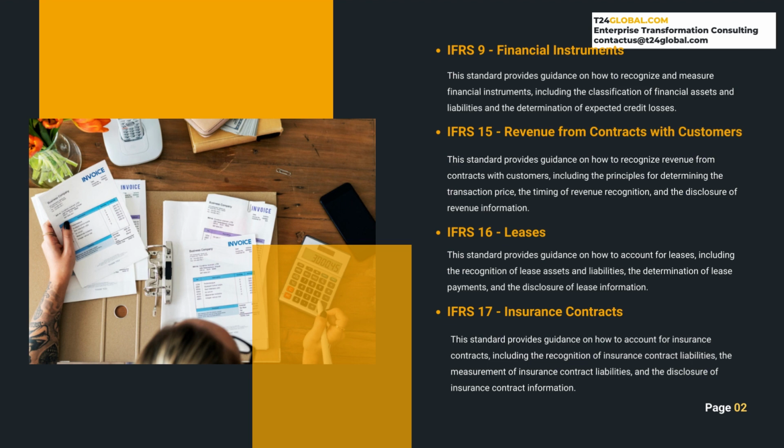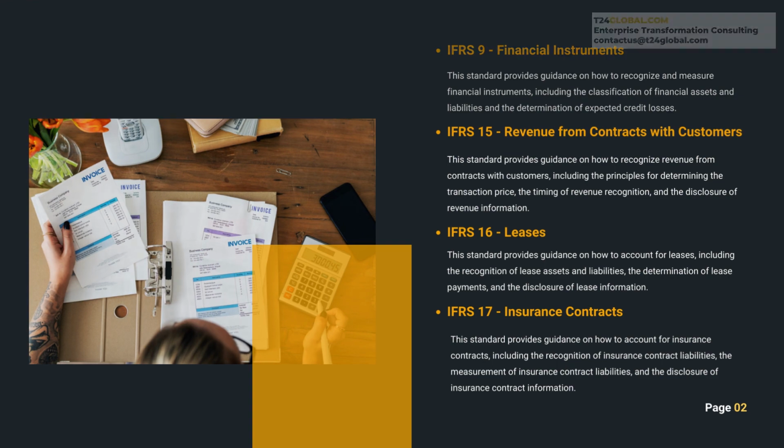4. IFRS 17 for insurance contracts. This standard provides guidance on how to account for insurance contracts, including the recognition of insurance contract liabilities, the measurement of insurance contract liabilities, and the disclosure of insurance contract information. This standard is important for businesses in the insurance industry. Key persons involved in this standard include underwriters, actuaries, and financial analysts. IT customization details may include implementing insurance accounting software that can handle the recognition and measurement of insurance contract liabilities.